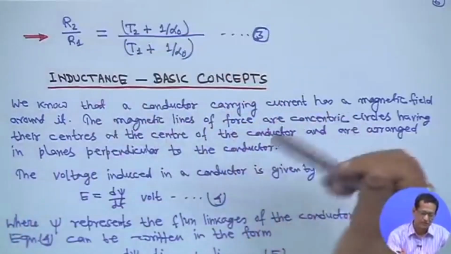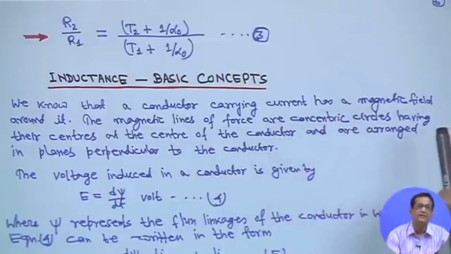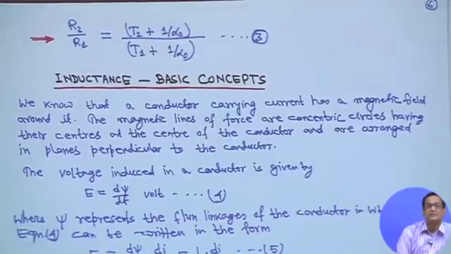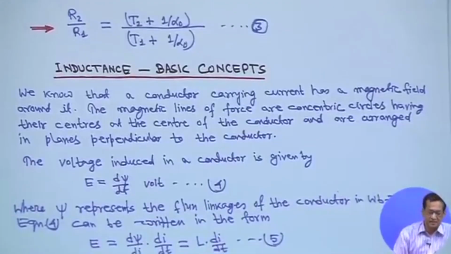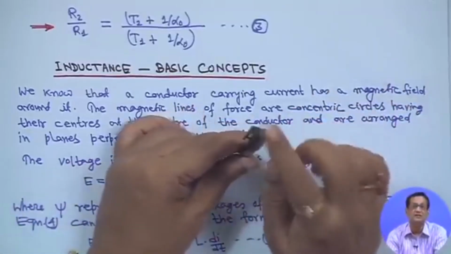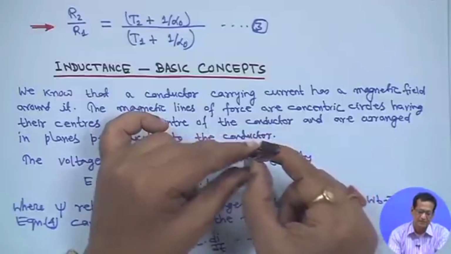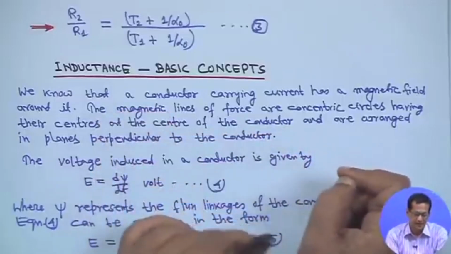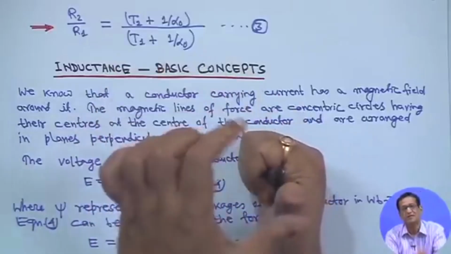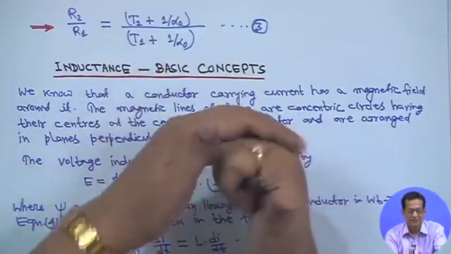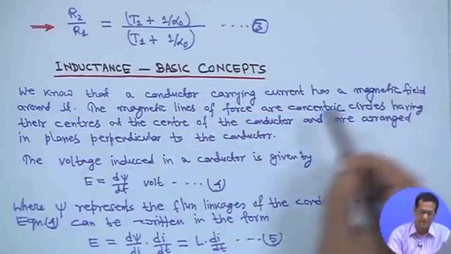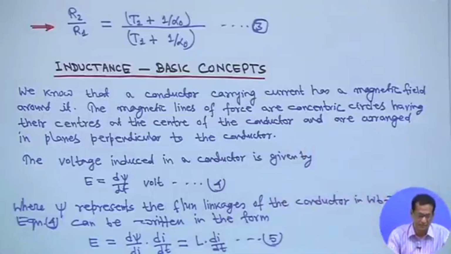So, whenever a conductor carries current, it has a magnetic field around it. The magnetic lines of force are concentric circles having their centers at the center of the conductor. If this is the conductor, then they are concentric circles centered at the center of the conductor. So, if I wrap it like this, and if this is the direction of the current, the thumb upwards, then you will have the magnetic field, but they are concentric circles actually, and their center will be at the center of the conductor.